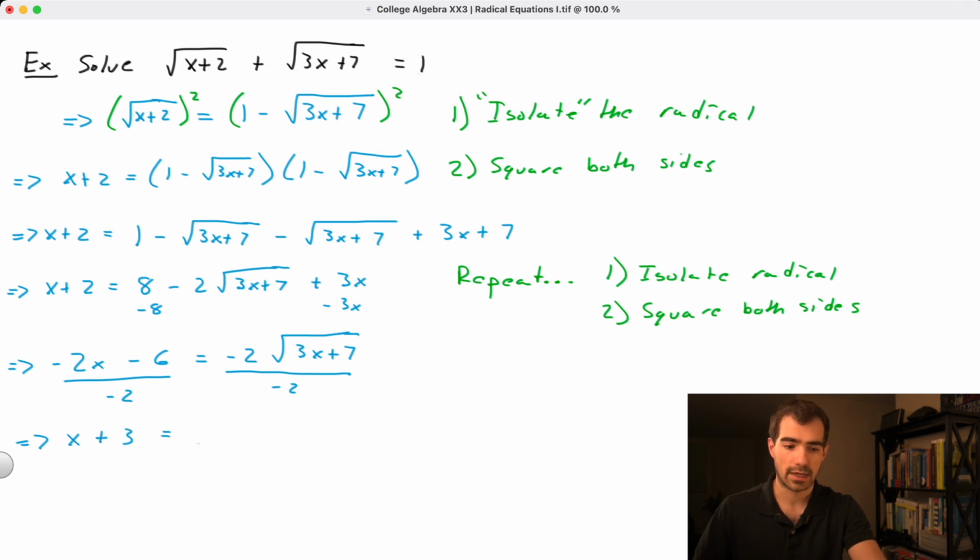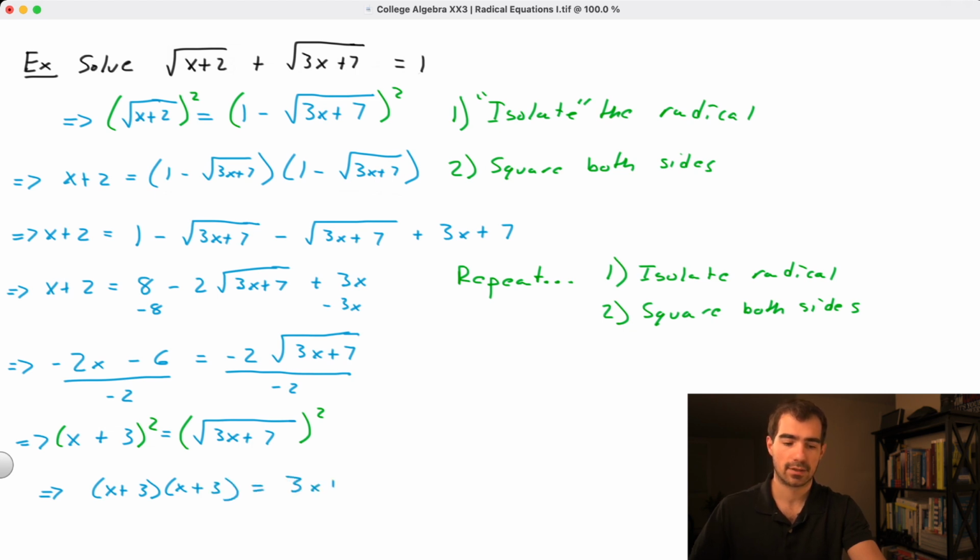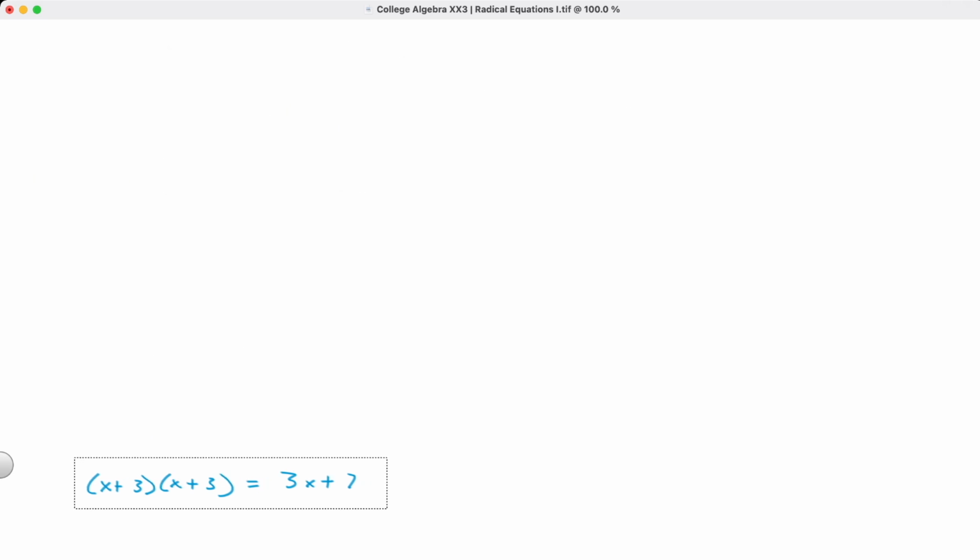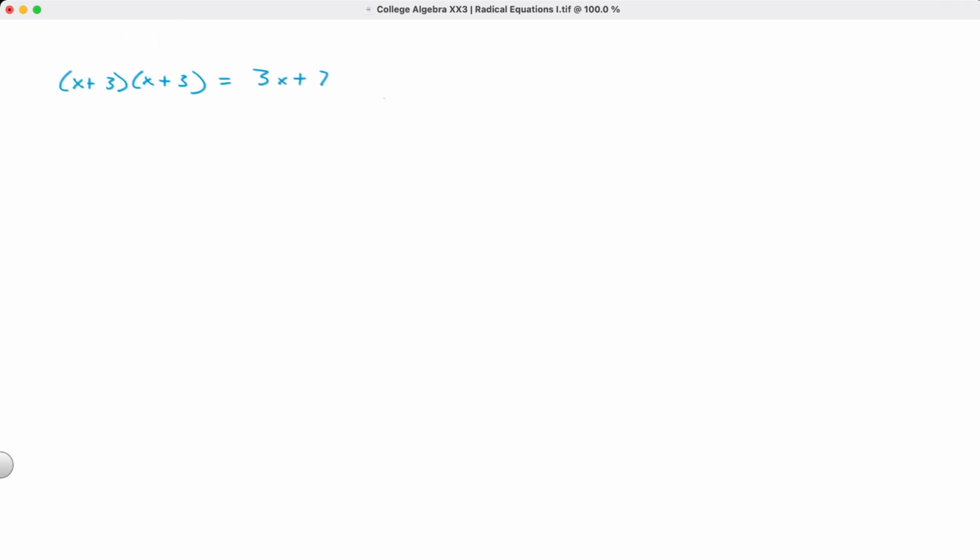And on the right we'll have our isolated radical of root 3x plus 7. Here, if we square both sides, we can get rid of that radical, giving us x plus 3 squared, or x plus 3 times x plus 3 on the left, and 3x plus 7 on the right. Now if we copy this and bring this up onto a new page, some of these are going to take a few more steps than some of the problems we've worked with in the past, but that's okay. Here we can continue with the same process we've been working with so far.